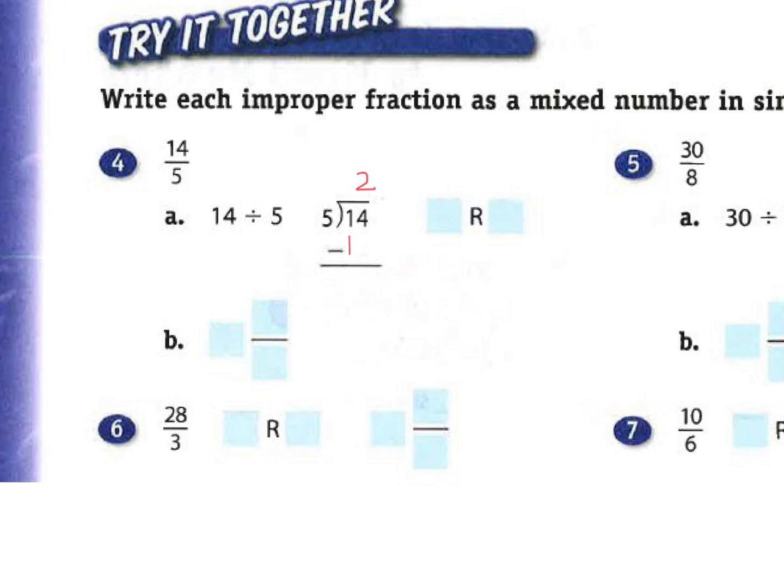2 times 5 is 10. 14 minus 10 is 4. So there is a 2 remainder 4. So the whole number is 2. Then the remainder is 4. And then remember the denominator is still 5, so 2 4/5.